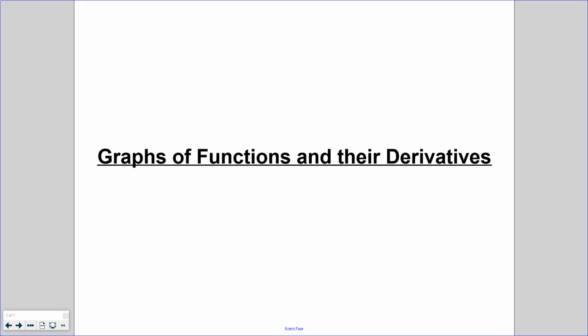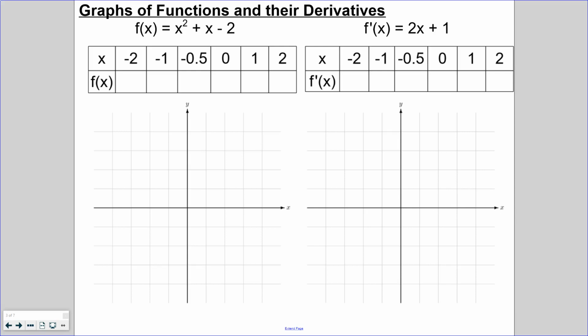Alright, so in this video we're going to be talking about graphs of functions and then the graphs of their derivatives. To do that, we're going to look at a particular function, f of x equals x squared plus x minus 2, and we're going to use a table to graph the function. We are then going to look at the derivative, f prime of x equals 2x plus 1, and we're going to use the information from the first graph to graph the derivative and fill in the table. Alright, so let's get started here.